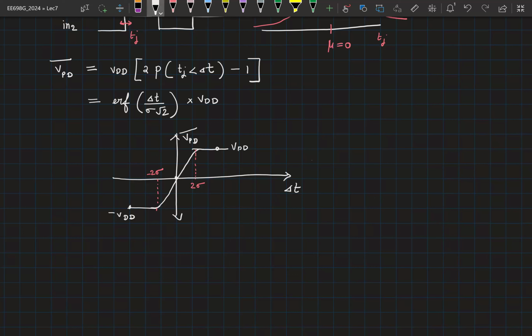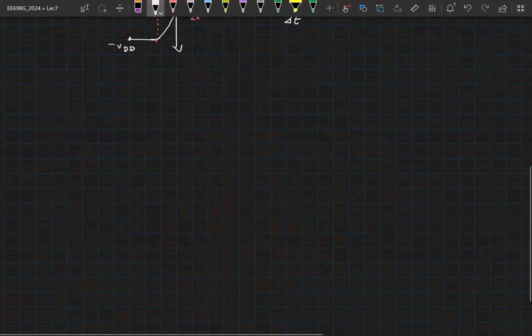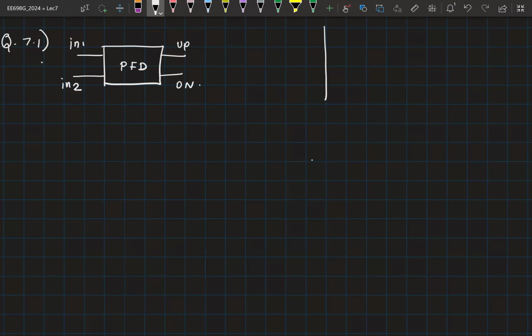Any questions on this? Then let me give you a question. Given a PFD, so you can do this as homework. You know that its characteristics are going to look like this.